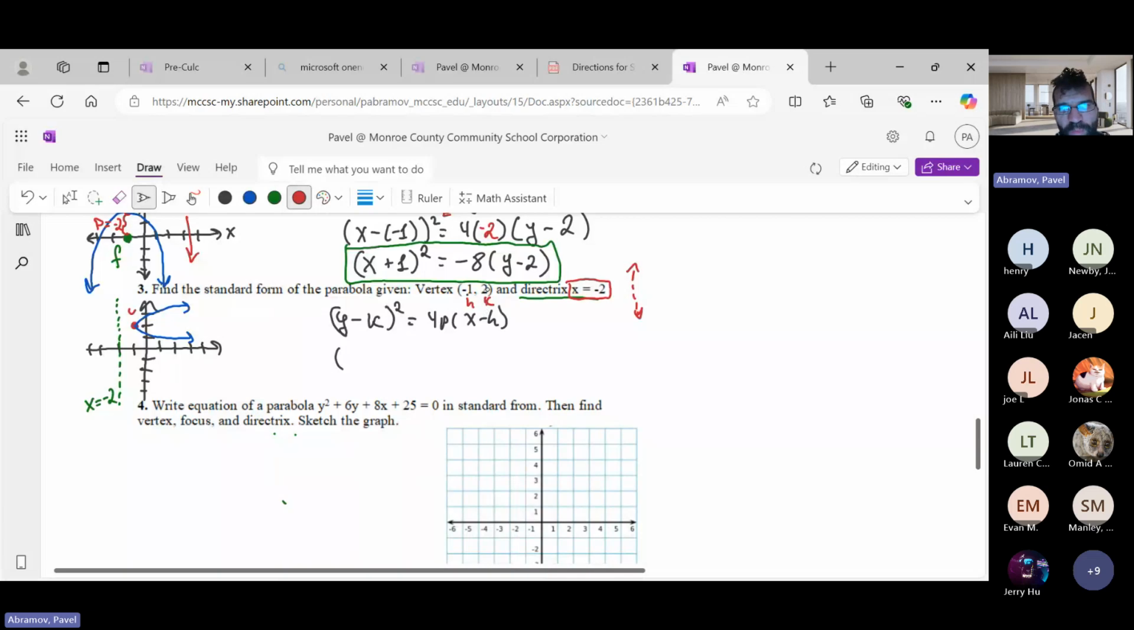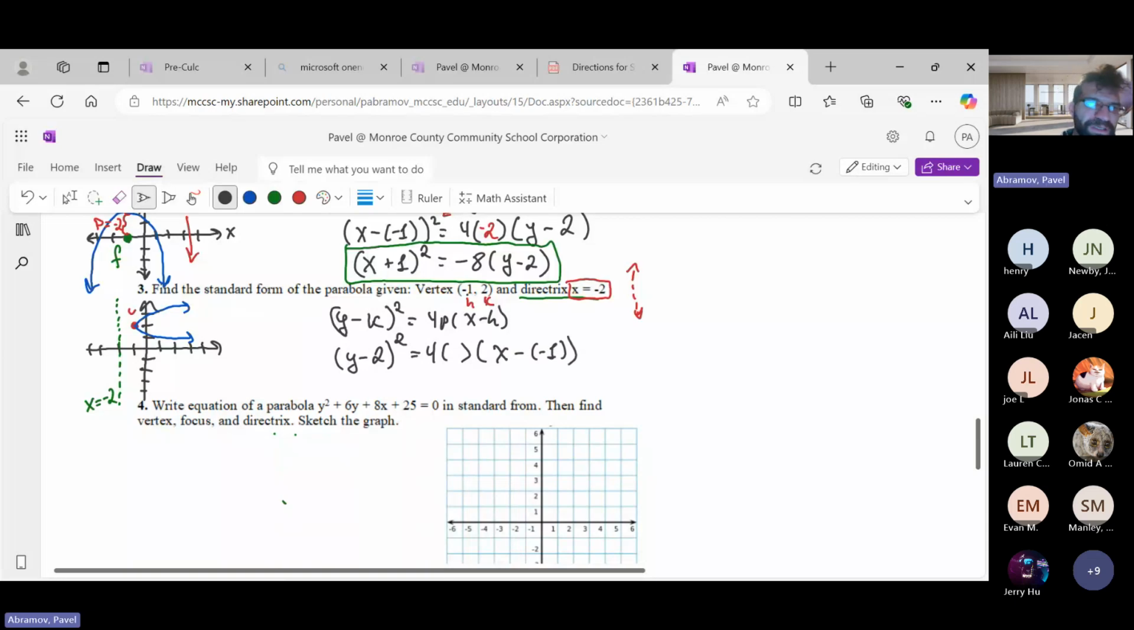Notice that k is always going to be the y coordinate, or in other words, the y coordinate always goes with y. So therefore, it's going to be y minus 2. So please be careful. Don't mix those up. It's a very common mistake. So the y coordinate goes next to y equals 4. We do not know p yet. We're going to find it in a minute. And then x minus -1.